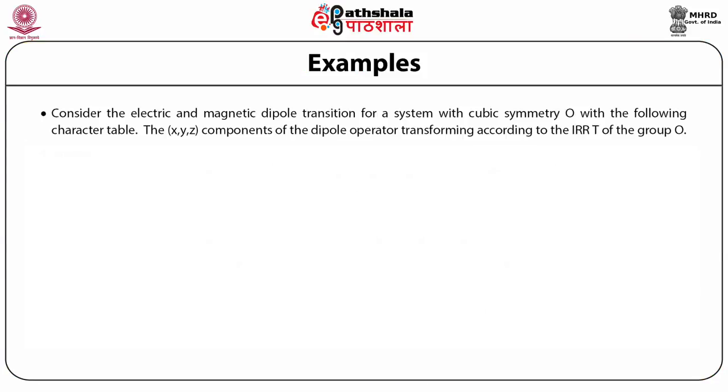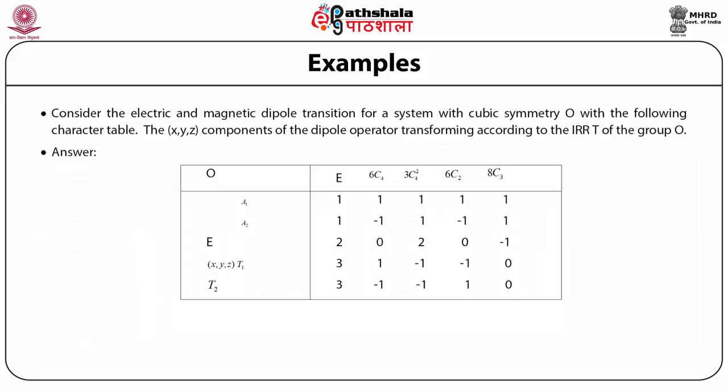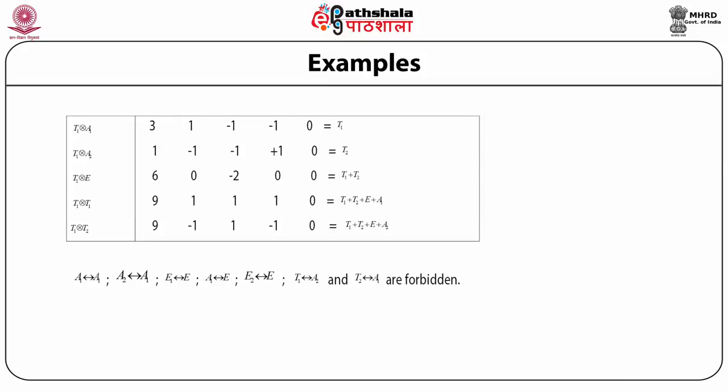Now consider the electric and magnetic dipole transitions for a system which has a cubic symmetry O. Earlier we considered the symmetry C3V. O has the following character table, which is shown on your monitor. The x, y, z components of the dipole operator transform according to the irreducible representation of the group O, namely the representation T1, whose characters are given in the table as 3, 1, -1, -1, and 0. So the dipole moment transforms like T1.